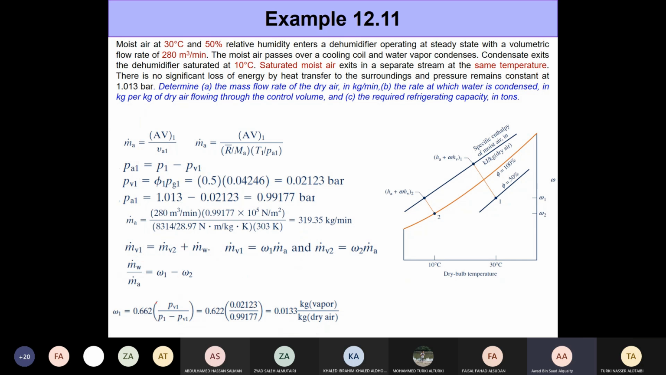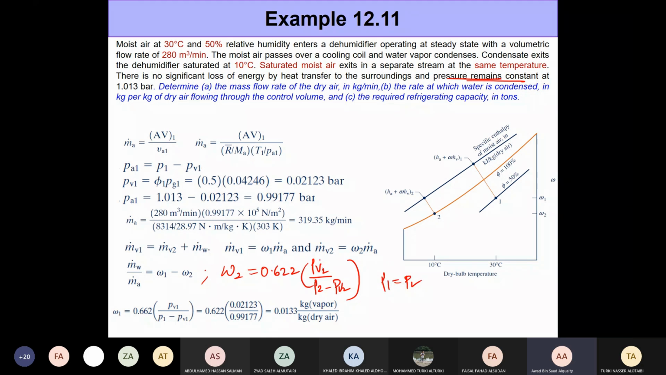Now, this is how you would calculate omega 1. We also need to calculate omega 2. Omega 2 is going to be calculated using the same process, right? Omega 2 is going to be 0.622 times PV2 by P2 minus PV2. Now there's no change in the pressure, right? The pressure is going to remain constant. So P1 is equal to P2.